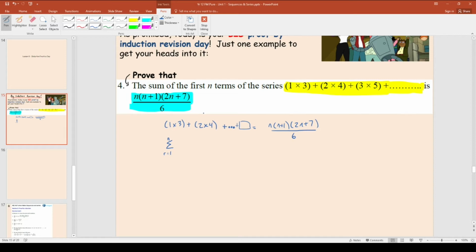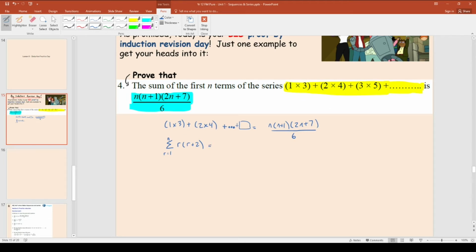The second term has a 2 there. The third term has a 3 there. What will the nth term have? What will the rth term have? Well, an r. What is that getting multiplied by? Well, 2 more than the r. This is your sum. Do you guys see that? Because it's whatever term you're on times 2 more than the term that you're on. And that seems to be the pattern.